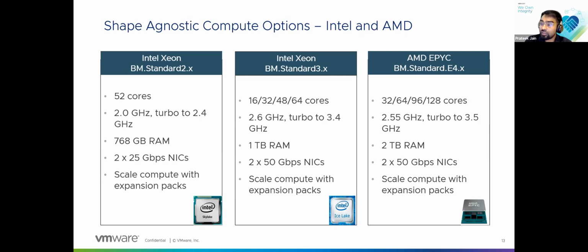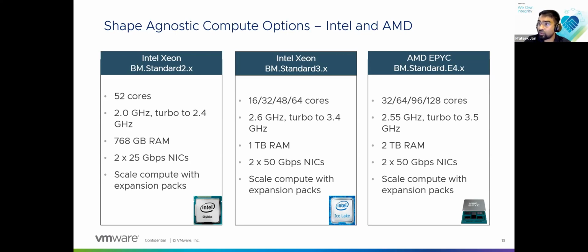The major differentiated feature which comes in these shapes is how core agnostic they are. You can choose how many bare CPUs, or Oracle CPUs, you need. You can start from 16 and go 16, 32, 48, 64 on an Intel node. And for AMD, you can go from 32 to 128, in terms of 25%, or you want to use 50% of the capacity or 75%. And you would be billed according to what you're using.